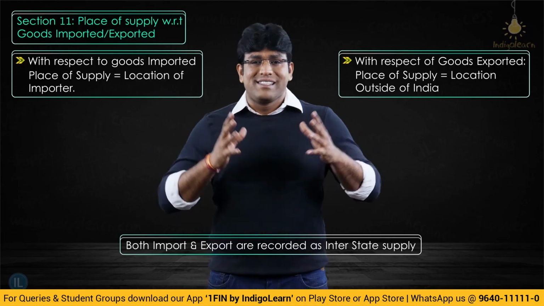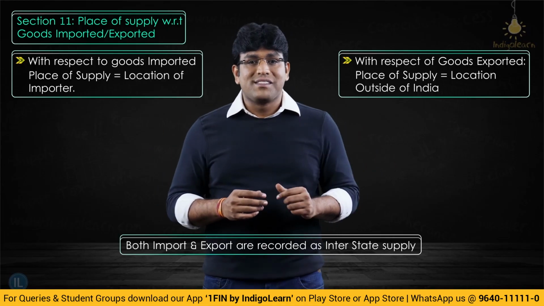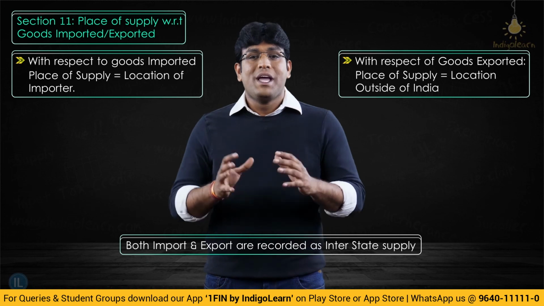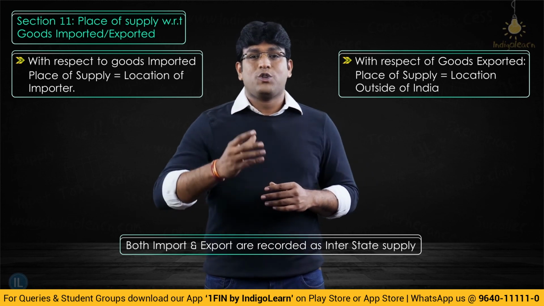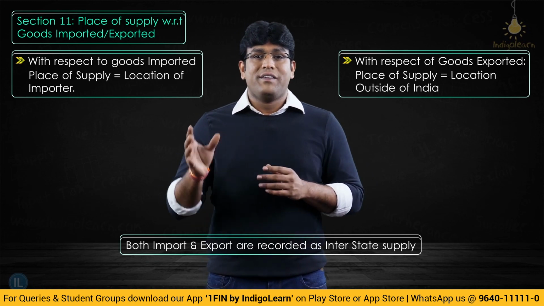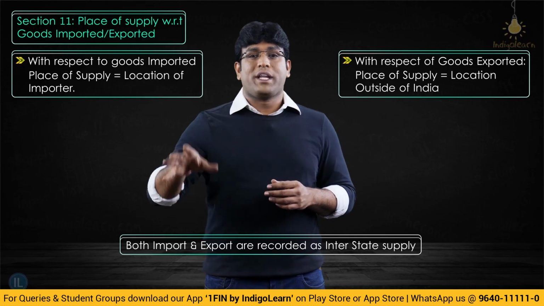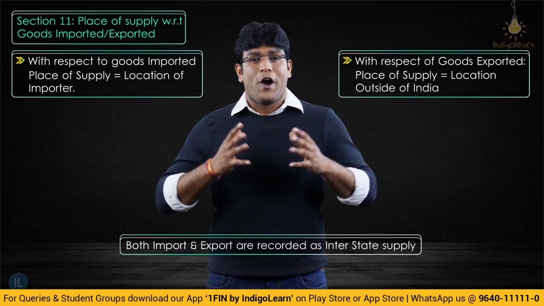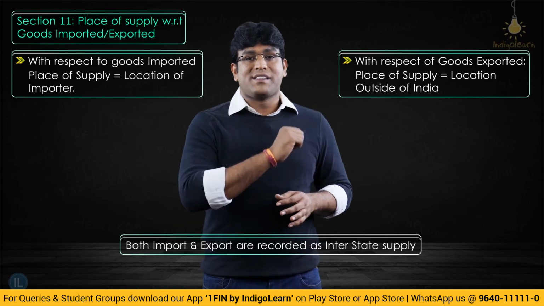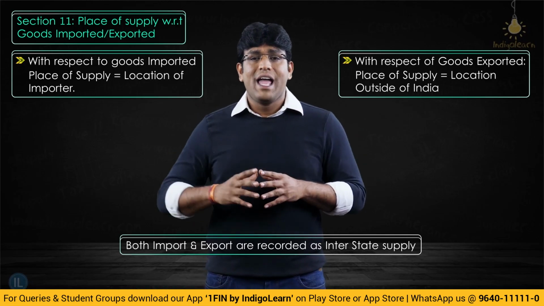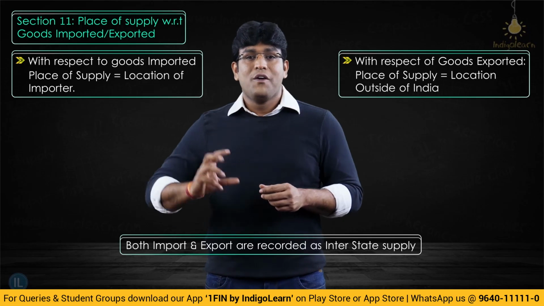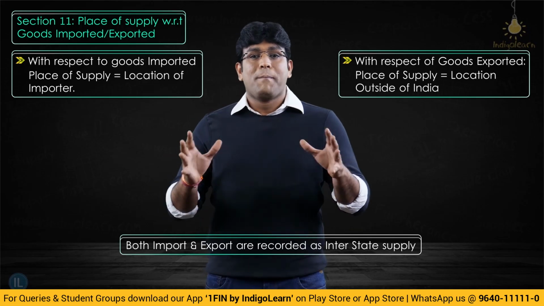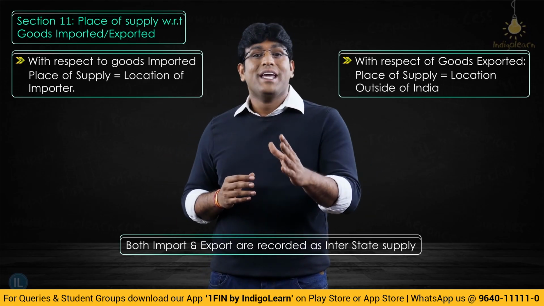Pretty simple and easy. Now the real game begins when we start discussion about sections 12 and 13, because those deal with services. Section 12 has 14 subsections and section 13 has 13 subsections, which will take a lot of time for discussion because services are intangible in nature, and for different services we have different concepts of place of supply, which we'll talk about in detail.